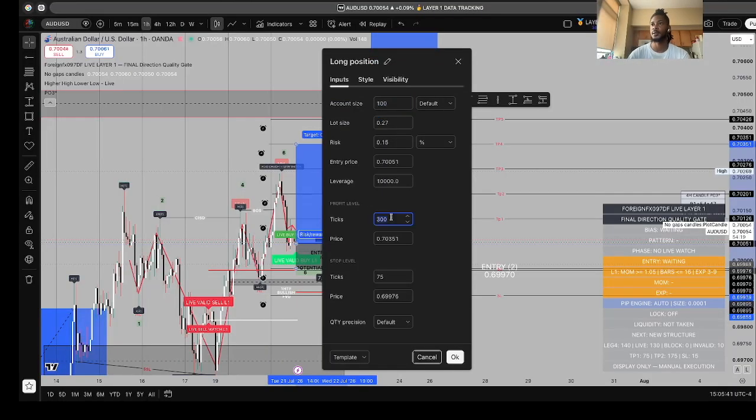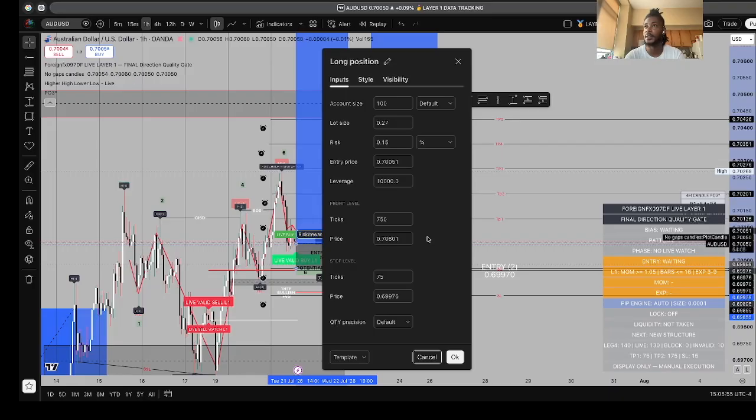Oh, I just remembered I didn't put TP, so 750. So 750 is basically 75 pip. So I'm going for 75 pip. So both positions have the same take profit. So 7801. So that's the take profit. And for this one, we have the same take profit as well. And then we go to this, turn that off.